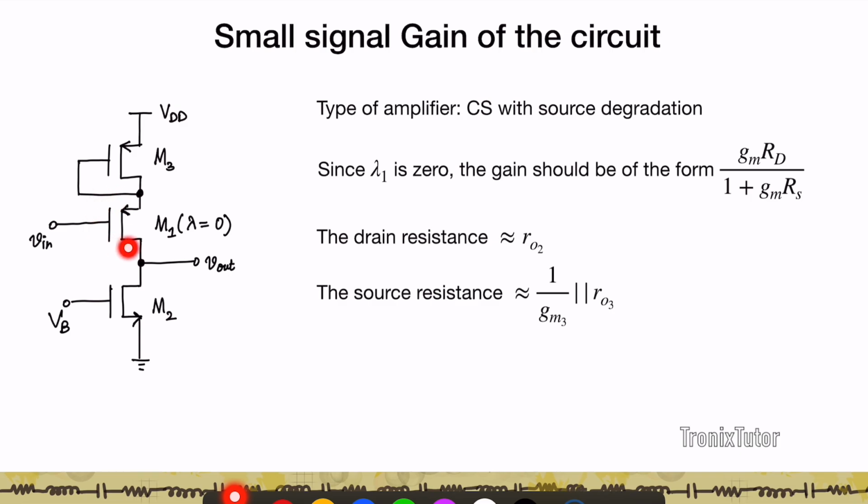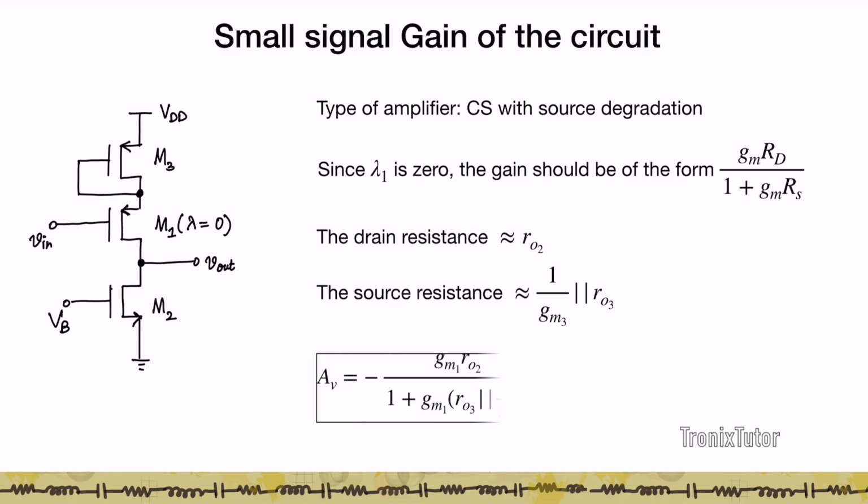The effective transconductance, or the transistor that's doing the work in the circuit, is going to be M1, and so its effective transconductance is going to be GM1, and hence I can write the gain as minus GM1 into RO2, so that is the GMRD format, divided by 1 plus GM1 into RS, in this case RO3 parallel 1 by GM3. So you can decompose the circuit down to a common source stage with source degradation and then quickly get to its small signal expression.